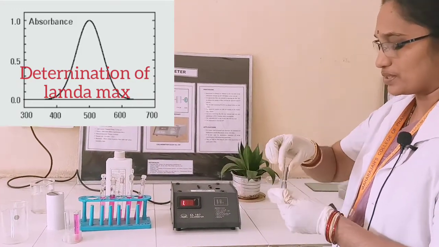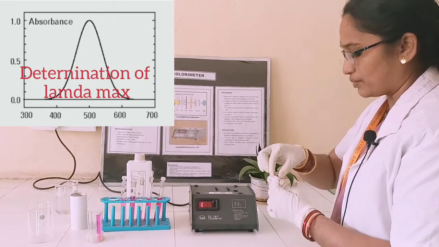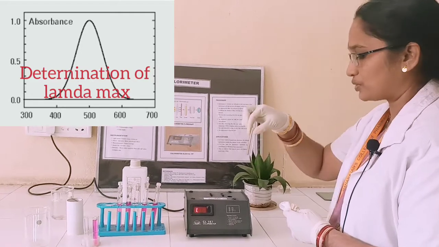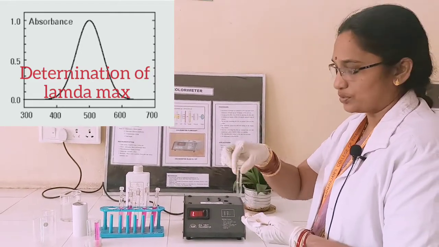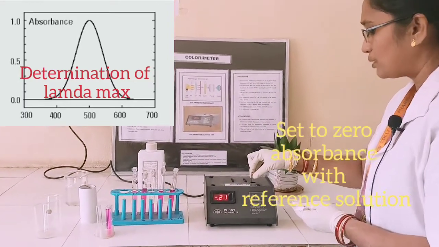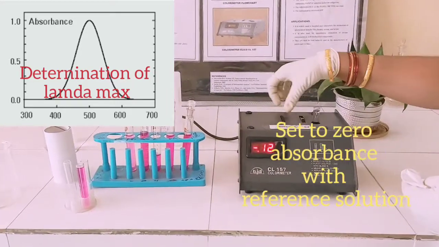For finding out the lambda max of the sulfonamide solution, first of all I have to adjust the colorimeter to zero absorbance. In order to do that, I have to take the blank solution. Distilled water is the blank solution today. I have taken distilled water and am first placing it into the cuvette holder. You can see here two turrets.